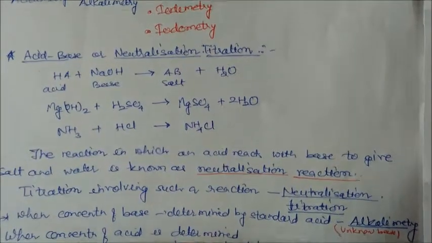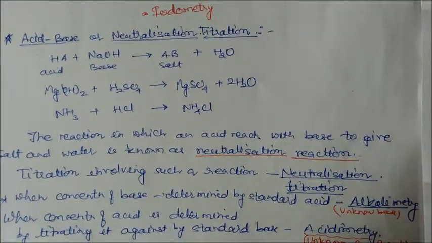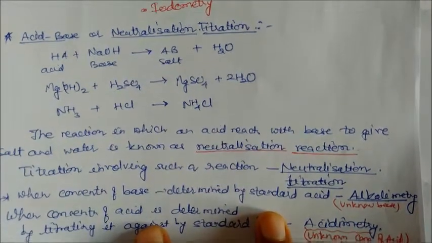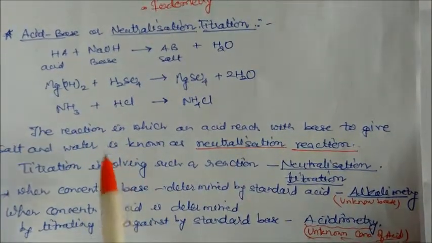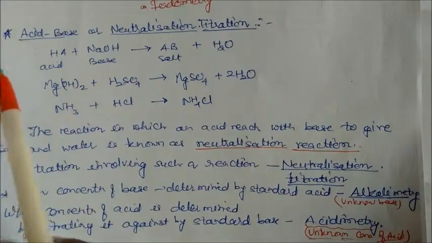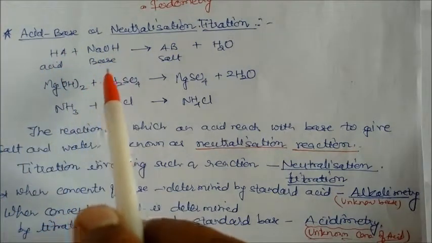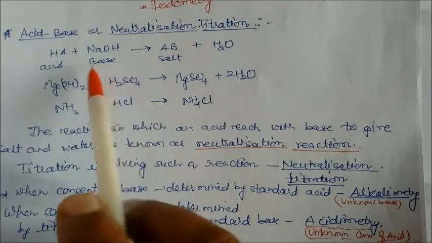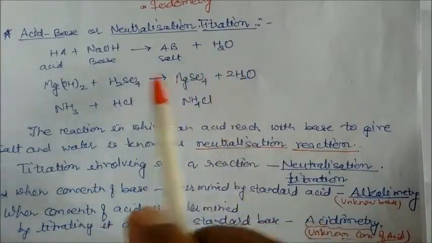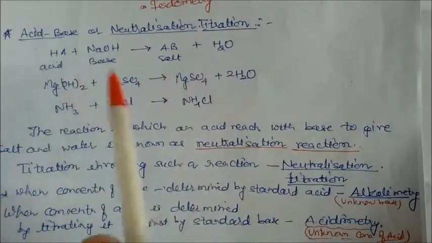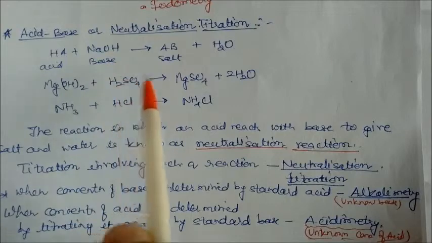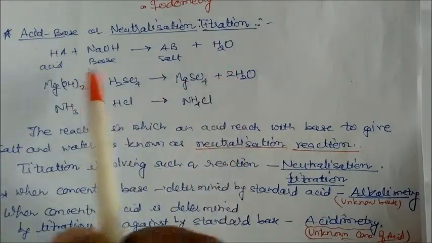In an acid base titration, or neutralization, basically an unknown acid reacts with a base, here a strong base, and this gives you salt plus water. This is the basic meaning of the titration. When acid and base react, this gives you salt plus water. So this is the titration.